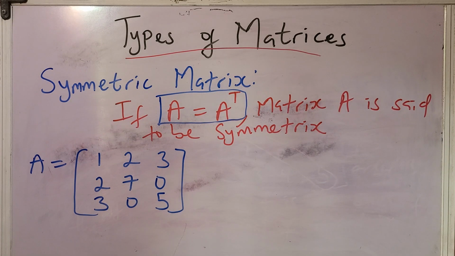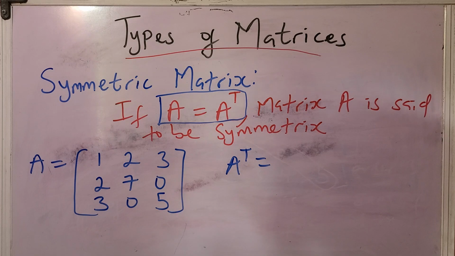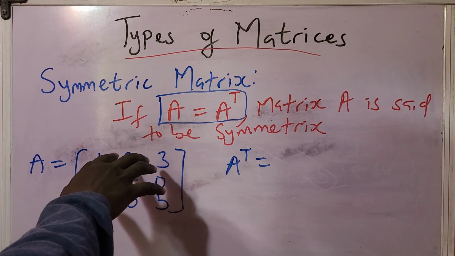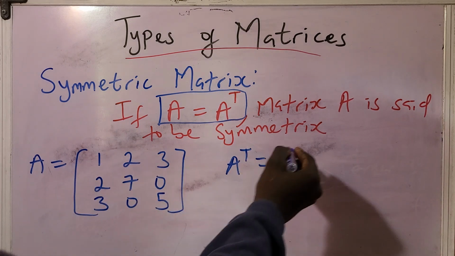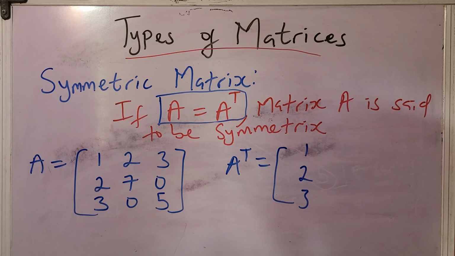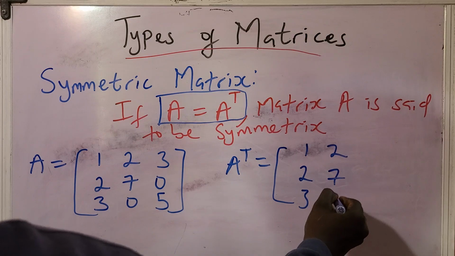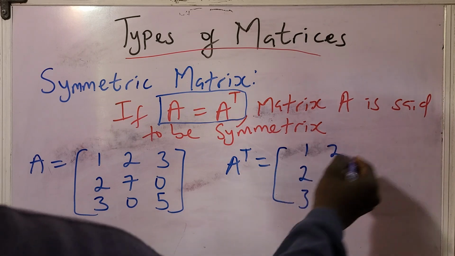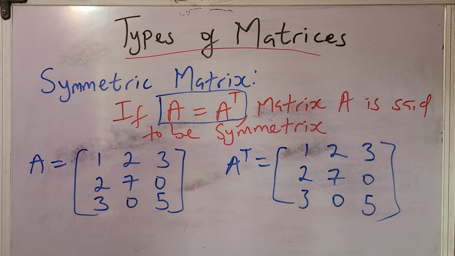So let's try this example we have right here. Matrix A is given as what you have there. Let's go on to find the transpose of matrix A. So we want to change the rows to become the columns. This was row 1 as 1, 2, 3. Now we interchange row 1 to become column 1. We interchange row 2, 2, 7, 0 to become column 2. Row 2 becomes column 2. And row 3, 3, 0, 5 becomes column 3. Now we see what we have right here.